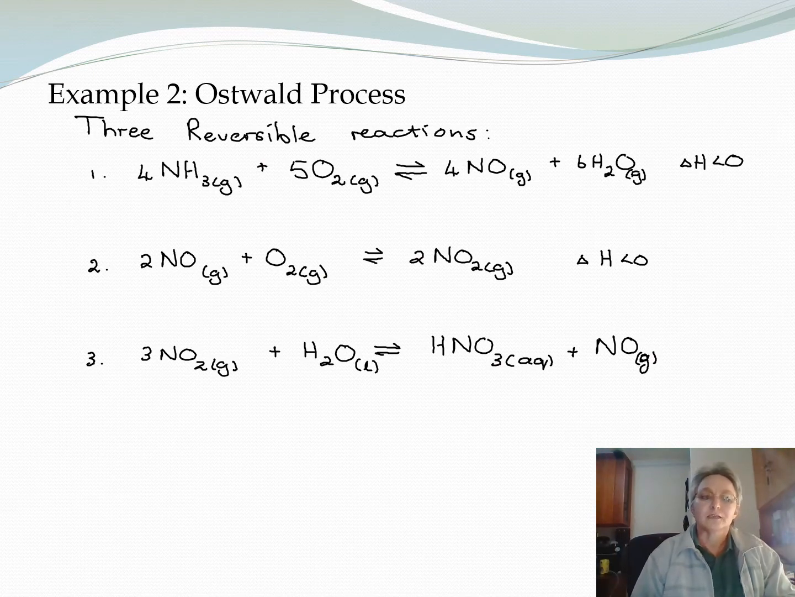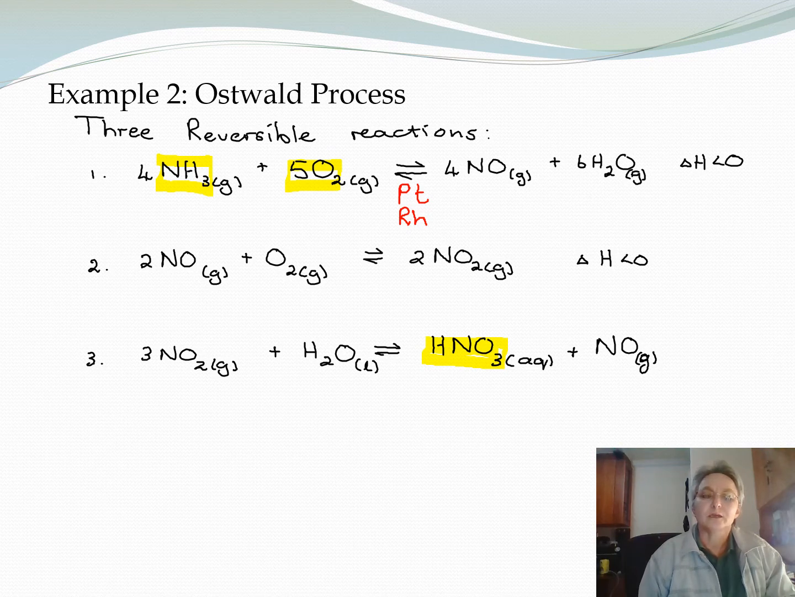Next, we are going to look at the Ostwald process. Now, in the Ostwald process, there are 3 reversible reactions. Now, it is used to make nitric acid. So the end product is nitric acid, where they start off with ammonia, the oxidation of ammonia. This reaction is a very slow reaction. So the catalyst they use here is either platinum or rhodium, or an alloy of the two.